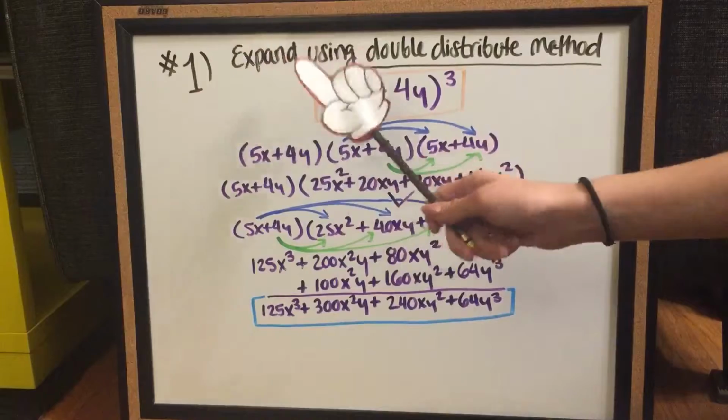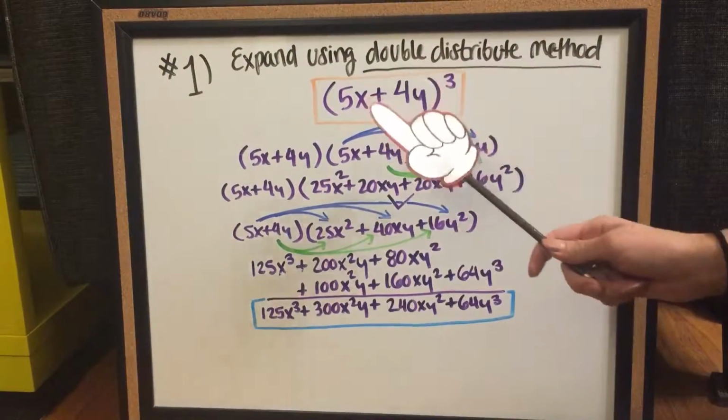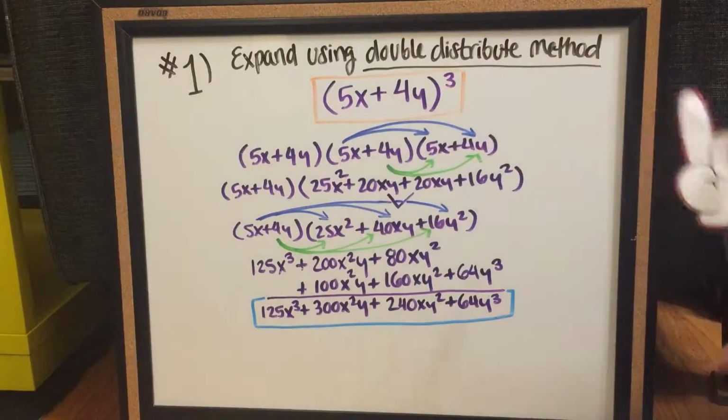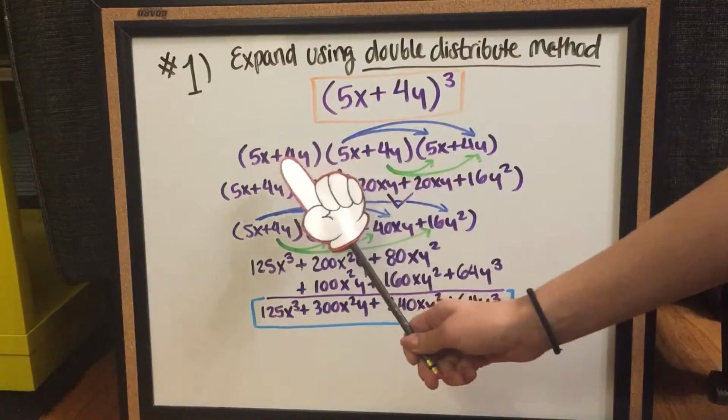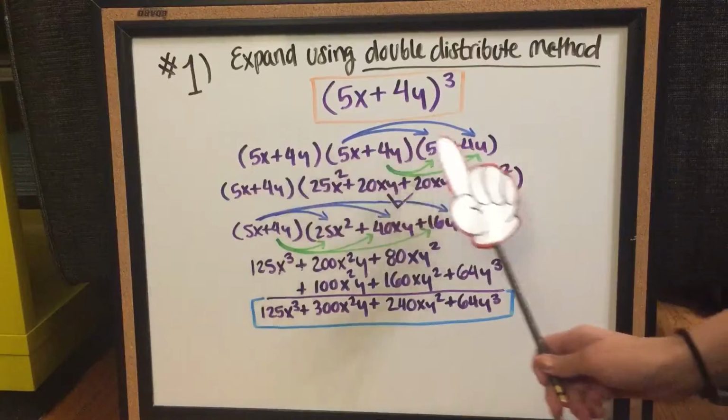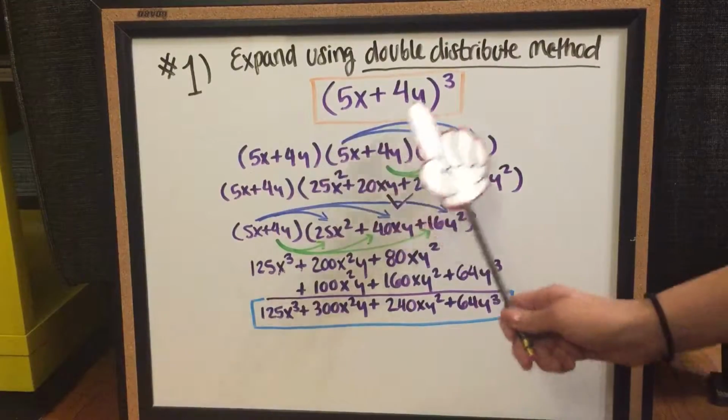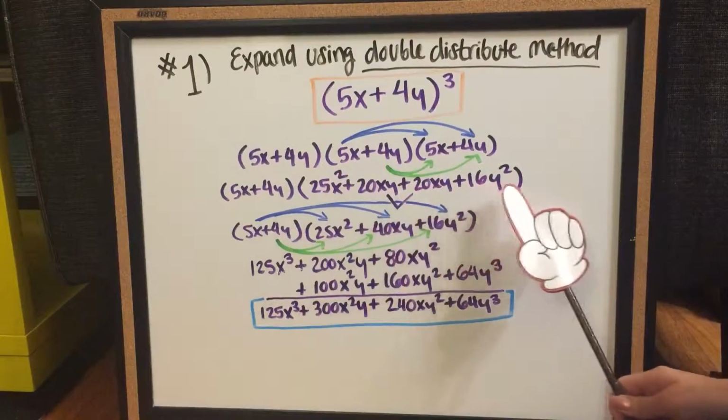For number 1, it's expand using the double distribute method. And I chose (5x + 4y) to the third. Since it's to the third, you're going to write it 3 times, the same thing. And you're going to distribute for the first time, and you get results.